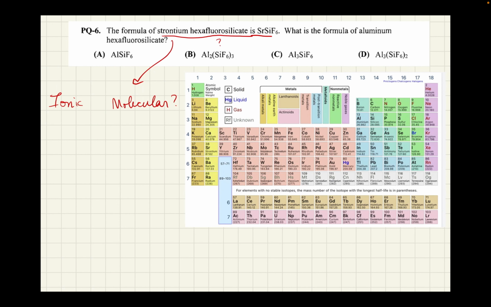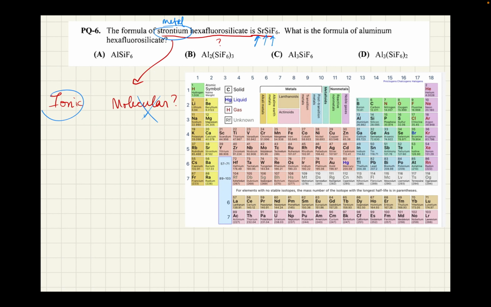Now, here are some hints as to why it's ionic. One of the best telltales, the first thing is a metal. And that usually tells us that this is an ionic compound. Another thing, if it was molecular, the proper way to name a molecular compound is to name every single element, not group them together as hexafluorosilicate. We'd call it strontium monosilicon hexafluoride. That's what the name would be if it was molecular.